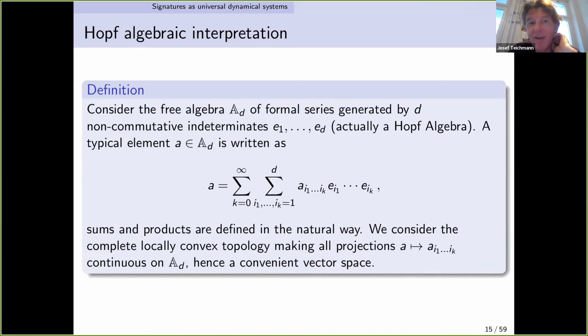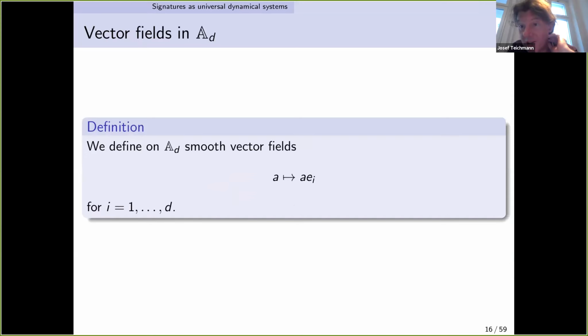And of course, we can make a locally convex vector space by just taking the standard locally convex topology on a sequence space, and we can do analysis there, and we can talk about dynamical systems. Which dynamical systems? The dynamical systems associated to the linear vector fields, multiplication from the right by the indeterminate e_i. So imagine A is an element of this formal power series ring. You can, of course, multiply from the right by an indeterminate, and you obtain another formal power series. And the action gives rise to the vector field V_i.